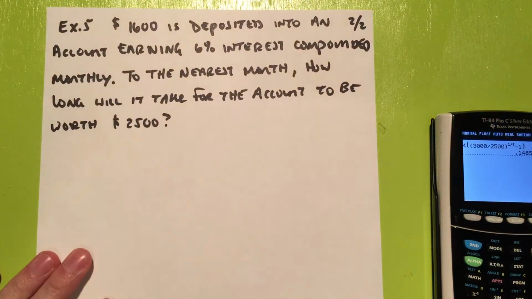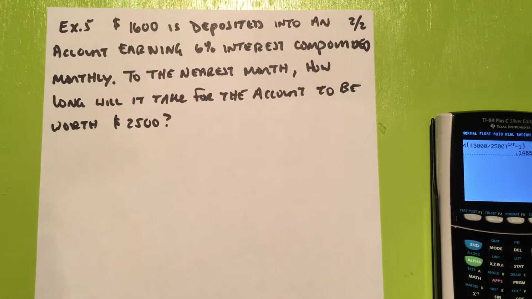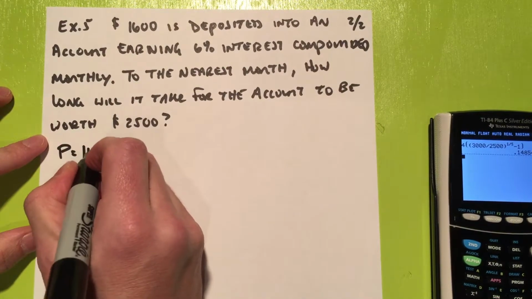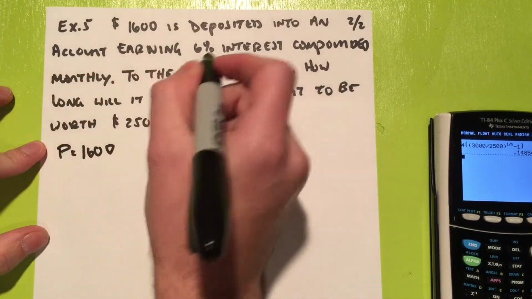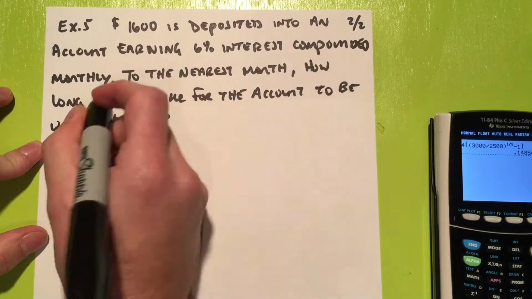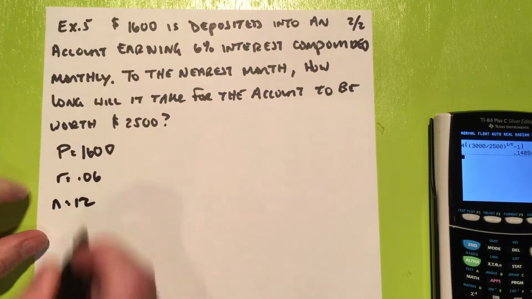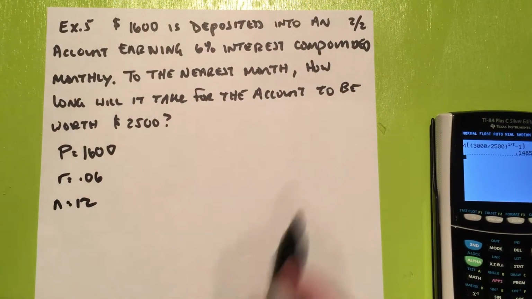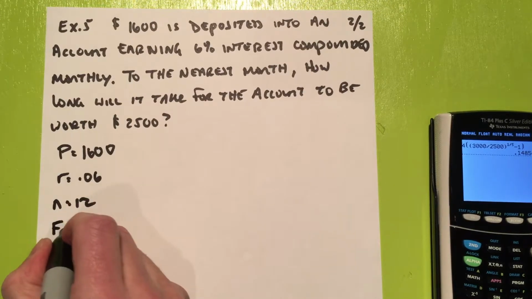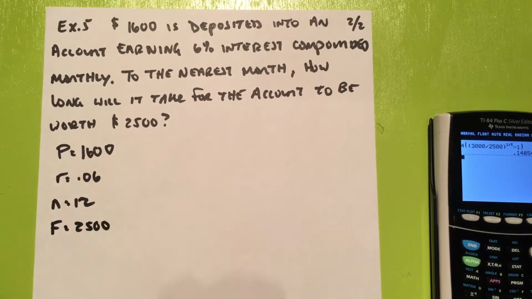Solve for r. Next up, last thing we can do with the formula is we've solved for F, we've solved for P, we've solved for r, solve for the time. $1,600 deposited into an account earning 6% interest. So we've got our principal is $1,600. Interest, we are 0.06. Compounded monthly, n is 12. To the nearest month, how long will it take for the account to be worth $2,500? So we've got a final amount of $2,500.